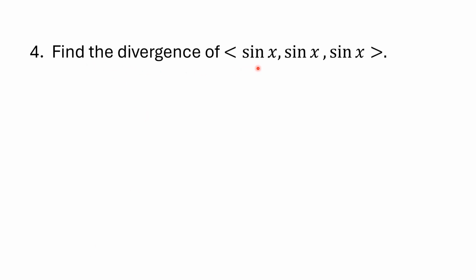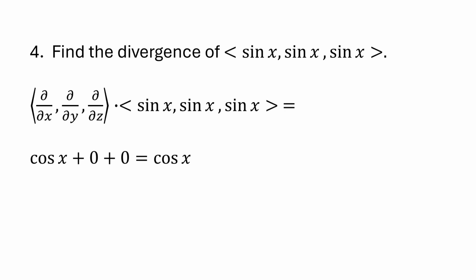Find the divergence of sine x, sine x, sine x. This one's rather simple, but there is a pitfall. When I take the partial with respect to x of sine x, I get cosine x. When I take the partial of sine x with respect to y, I get 0. The partial with respect to z of sine x, I also get 0. So my answer is cosine x. A lot of students are going to somehow see a y here and a z here. You have to use the problem that you're given, not transform it into the one you think it should be.